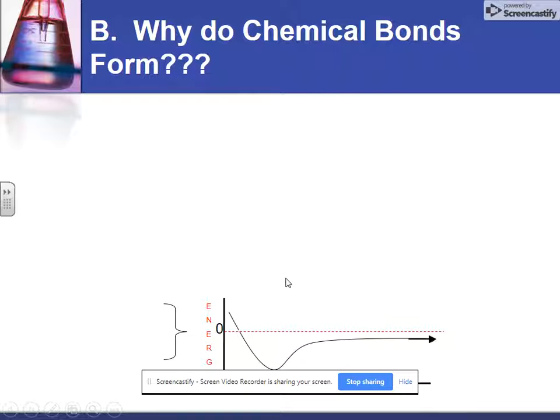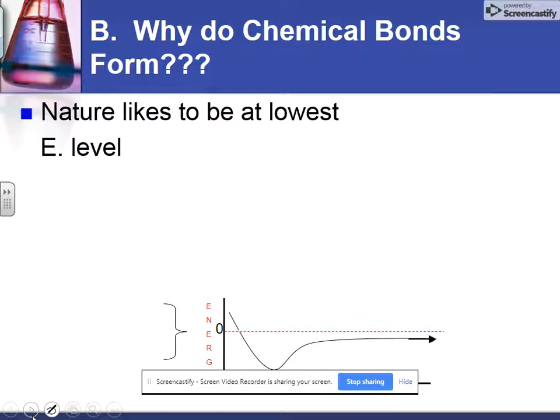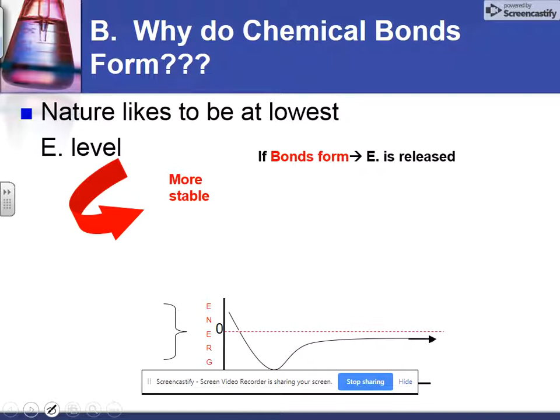So in this video lesson, we're going to be looking at why it is that chemical bonds form in the first place. One theme that we've used throughout the whole course is that atoms want to be stable. So the reason that chemical bonds would form is because nature likes to be at the lowest energy level. That is more stable than any other situation.